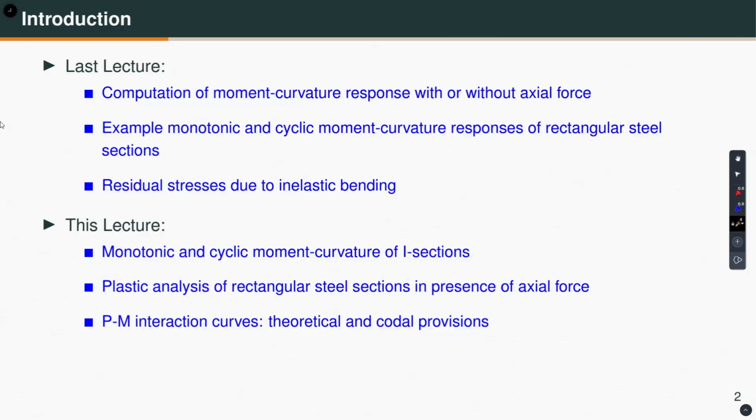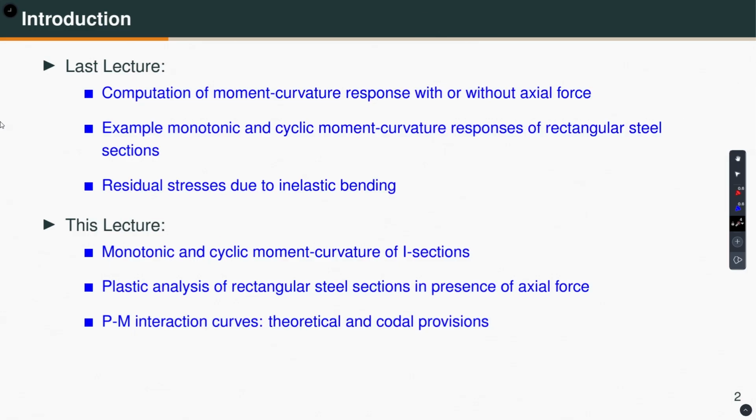In this lecture, what will we do? We will look at monotonic and cyclic moment curvature response of I sections. In the United States, they call these wide flange sections. Then we will get into the idea of analyzing cross sections in the presence of axial force. What happens if you have axial force as well as bending moment? That means we are now getting into the PM interaction. So, in this lecture, we will talk about PM interaction for rectangular sections and also look at the codal provision. Let us get started with the moment curvature for I sections.